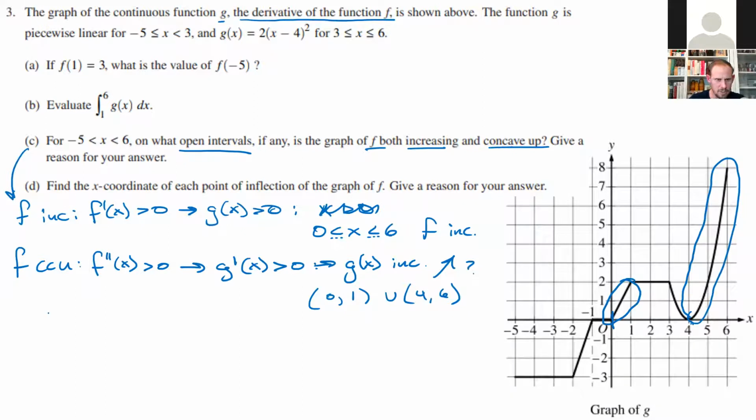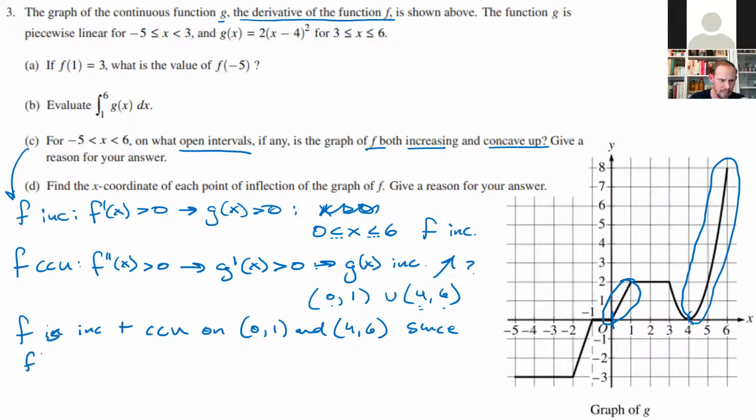Give a reason for your answer. So where is it both increasing and concave up? Well, from basically these intervals right here. All right, so f is increasing and concave up on 0 to 1 and 4 to 6, since f prime is greater than 0 and f double prime is greater than 0 on those intervals.